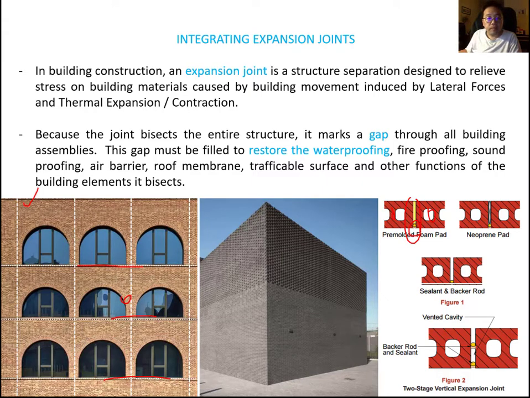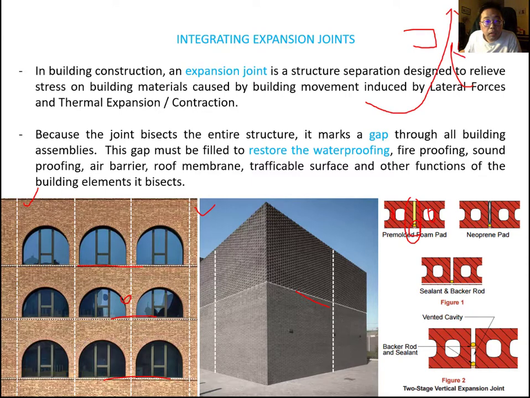Okay, and in the next building you can also find the expansion joint. You can see the vertical expansion joint here, and you can also find the horizontal expansion joint here. Okay, but once again, when you're just making the tolerance space between the two bricks, okay, then the water can easily come into the space. That's why you have to provide the sealant and backer rod to restore the waterproofing. Okay, so this is what we call the expansion joint.